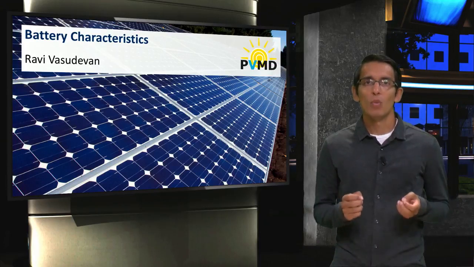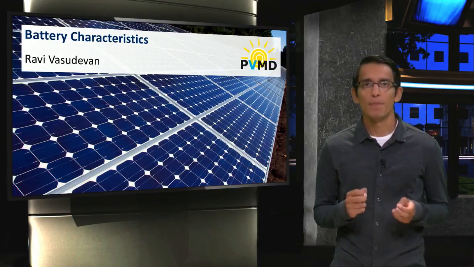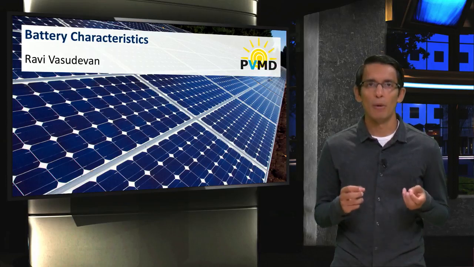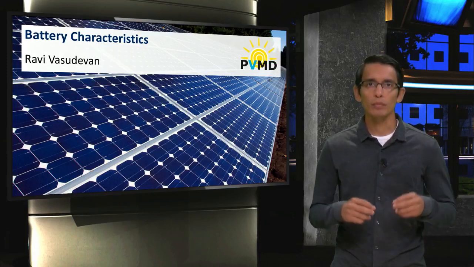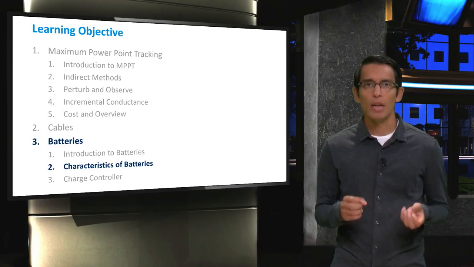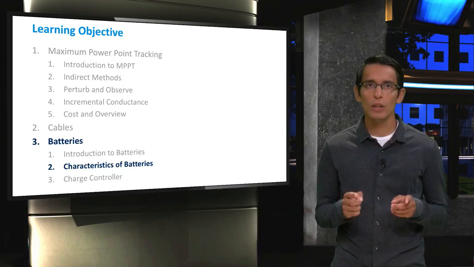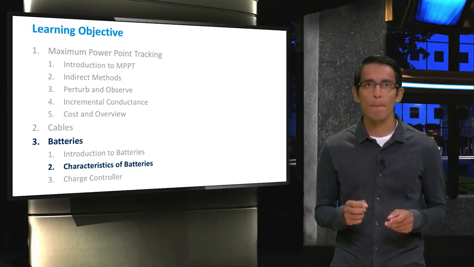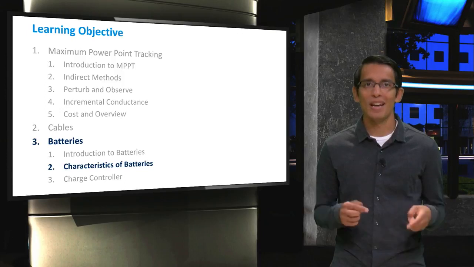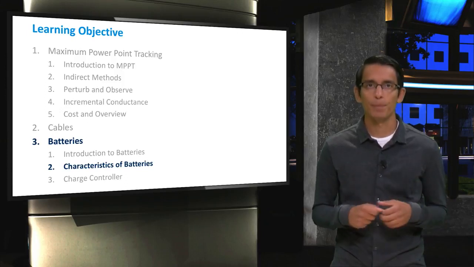Now that you understand why we need batteries in off-grid systems, it is time to learn a bit more about some important characteristics about batteries. The learning objective of this video is to understand some parameters that we use to characterize batteries. These parameters are important to be considered when choosing a particular type of battery for a PV system. Also, some of these parameters will be used later in the course while designing a PV system with batteries.